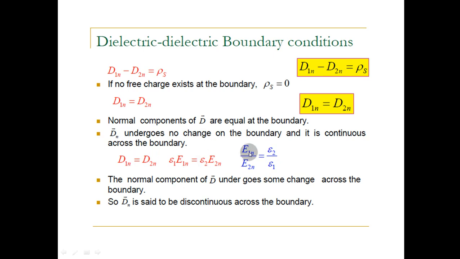So from this equation we can have the ratio of the normal components of medium 1 and medium 2 equal to the dielectric constant of medium 2 over the dielectric constant of medium 1. So the normal component of D undergoes some change across the boundary. So Dn is said to be discontinuous across the boundary. So what we have concluded here is that the tangential component of electric field will be continuous in the boundary condition, and in case of displacement vector, Dn is discontinuous across the boundary.